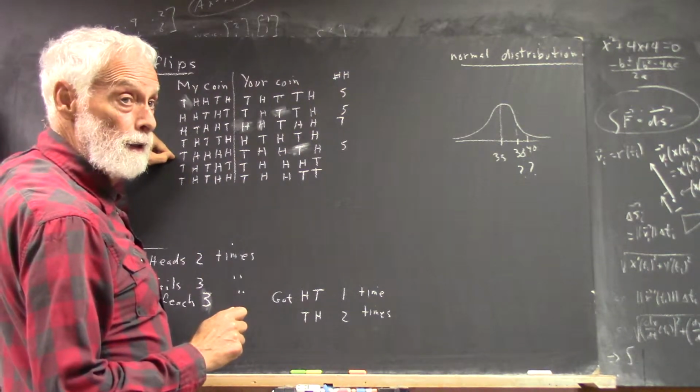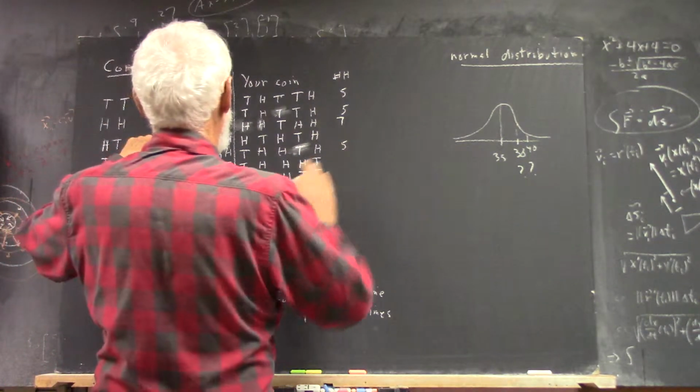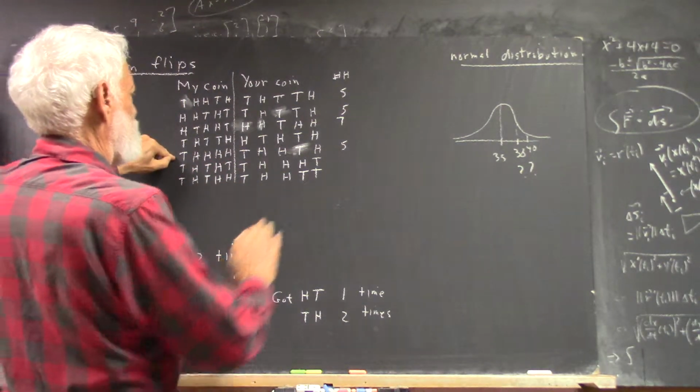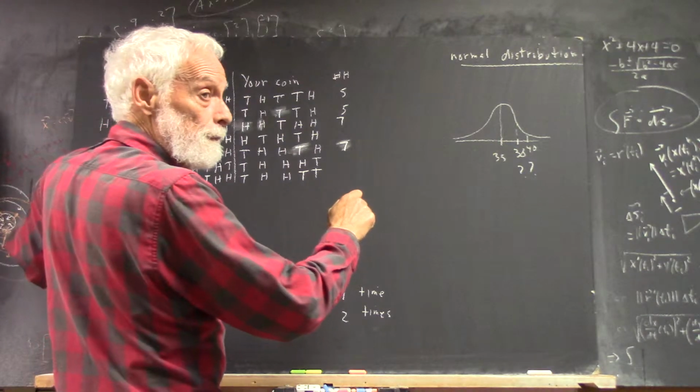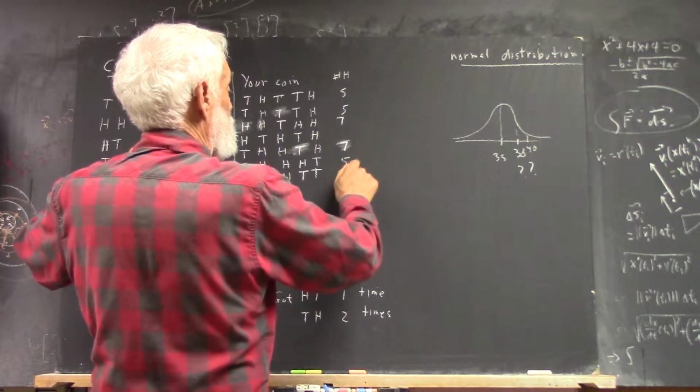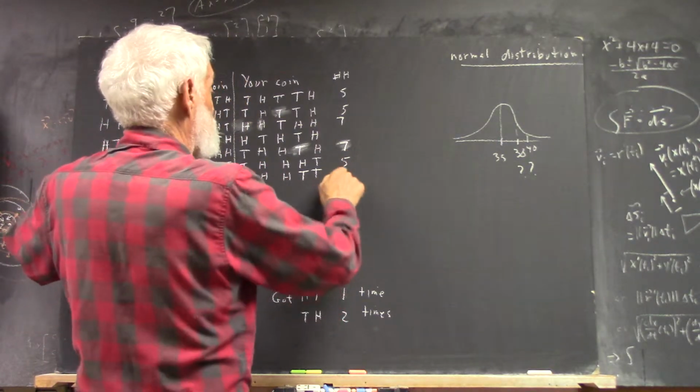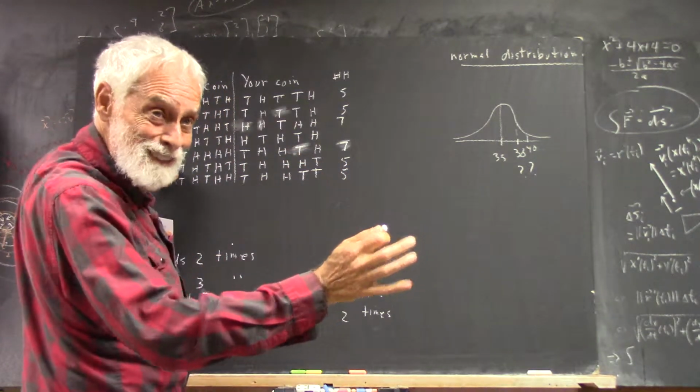Okay. I'm 7 then. 7 heads? Yeah, okay, that's right there. 14 across there. Okay, next. 5. Next. 5. Next. 5. Okay.